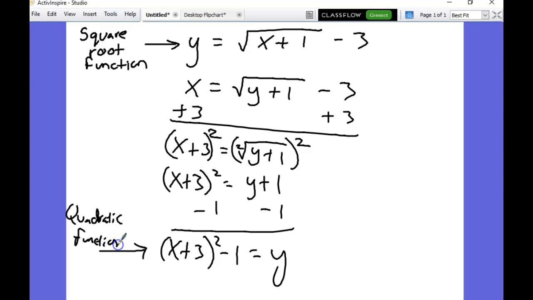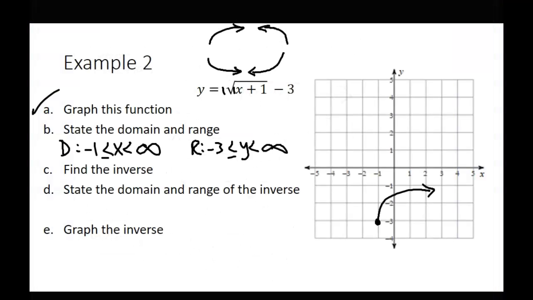All right, so I want you guys to repeat after me. You ready? The inverse of a square root function is a quadratic function. I never knew that, Bailey. Okay. So now that we know that, let's write down the answer.